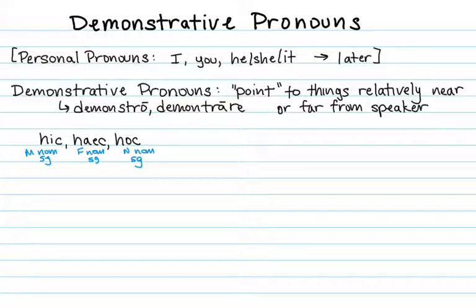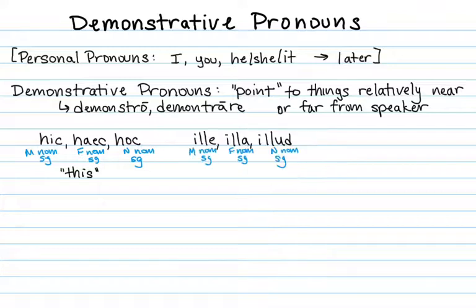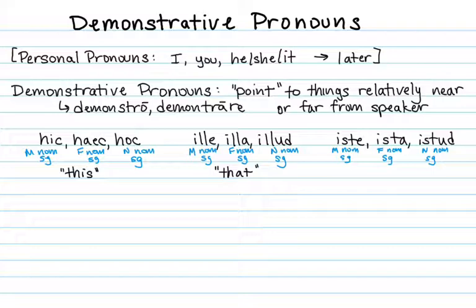The dictionary entry for the pronouns is the masculine nominative singular, comma, feminine nominative singular, comma, neuter nominative singular, meaning this. Ille, illa, illud points to something further from the speaker, which is exactly the English equivalent of the word that. And then iste, ista, istud is also that, but has a negative connotation.